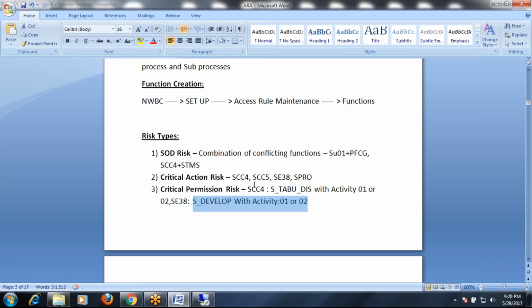Okay, clear so far? Any doubts regarding the types of risks? Okay, right then. So those are the three types of risks: SOD risk, critical action risk, and critical permission risk.